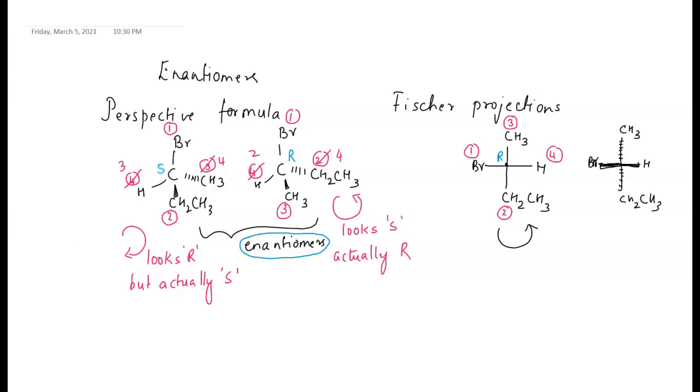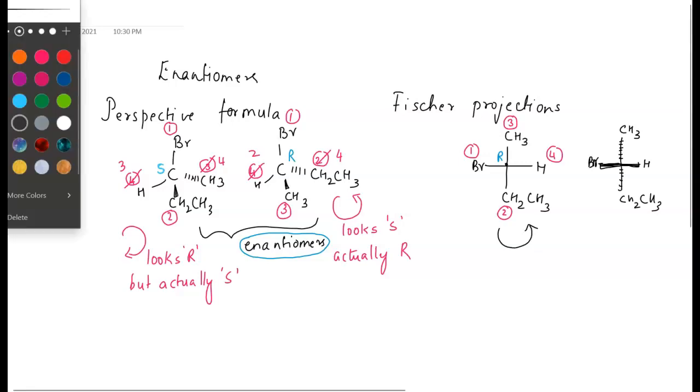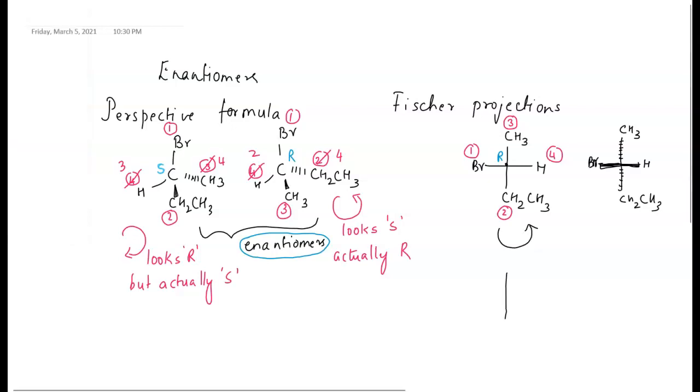Okay, let's do one more example on Fisher projections. We have again one chiral center in this molecule, and I'm going to put a CH3 here, a hydrogen here, an OH group here, and a carboxylic acid group here, C double bond OH. Okay, so again our first step is to assign priority.